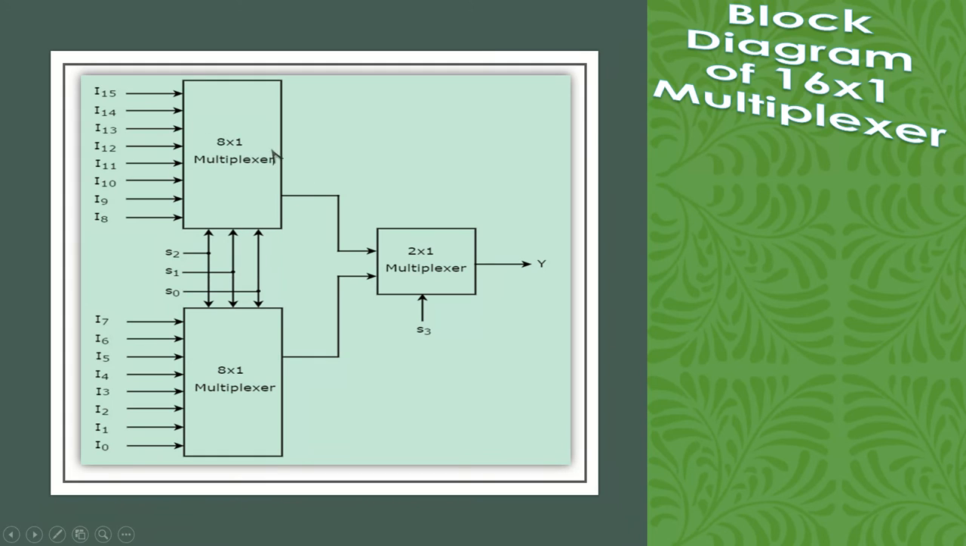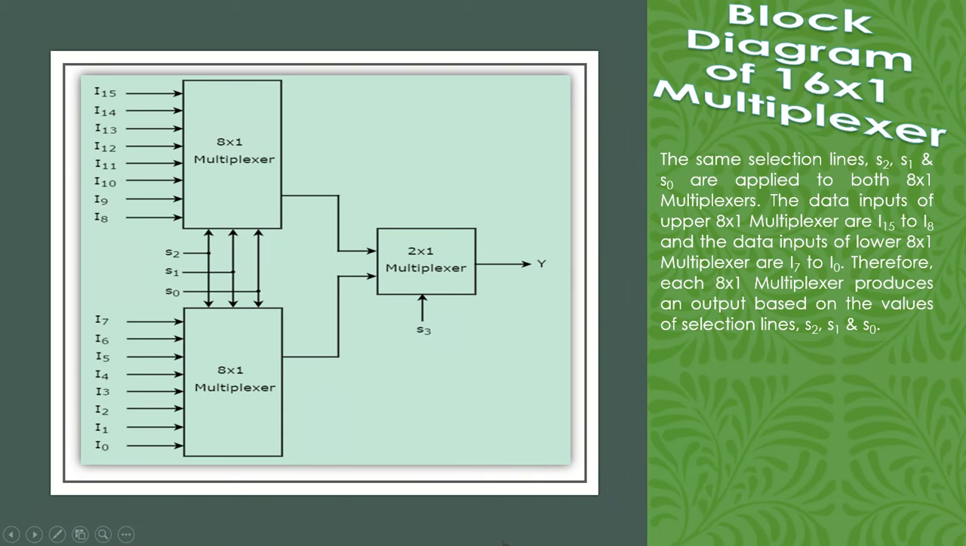So this will be clear when you see this diagram over here. In the block diagram you can see an 8 into 1 multiplexer over here, and another 8 into 1 multiplexer coming from here, and S2, S1 and S0 are coming because 8 is 2 to the power 3, so there are 3 selection lines, and then again it comes over here to the 2 into 1 multiplexer. The same selection lines S2, S1 and S0 are applied to both 8 into 1 multiplexers. The data inputs of the upper 8 into 1 multiplexer are I15 to I8, and the data inputs of the lower 8 into 1 multiplexer are I7 to I0.